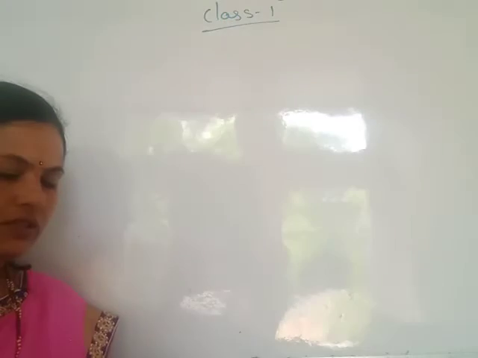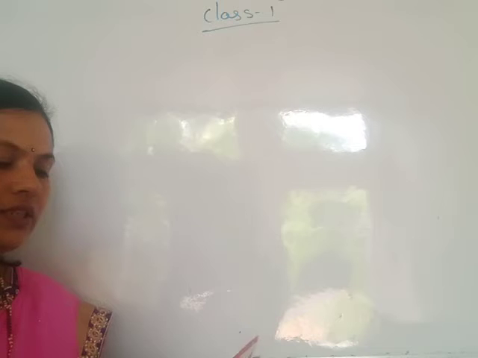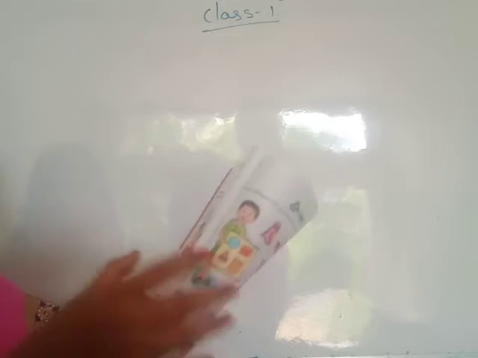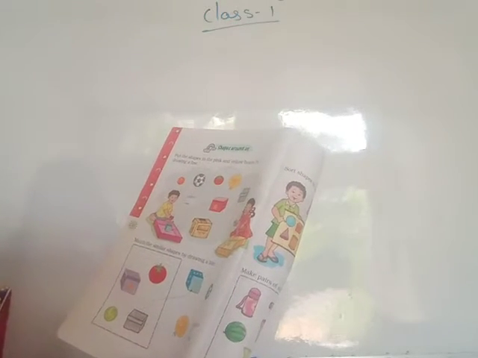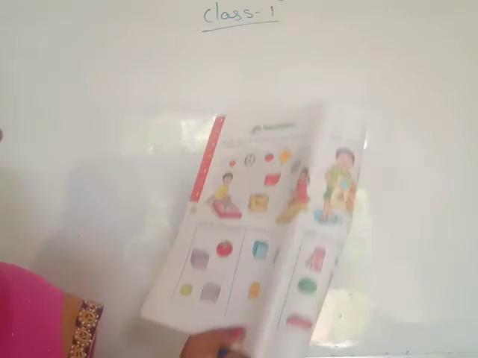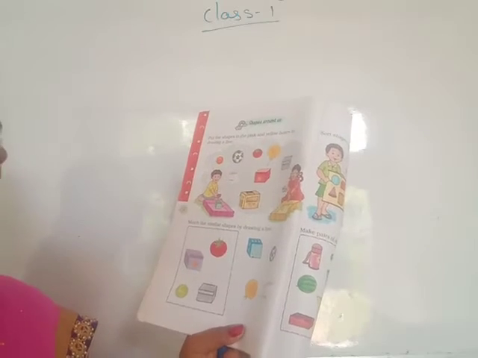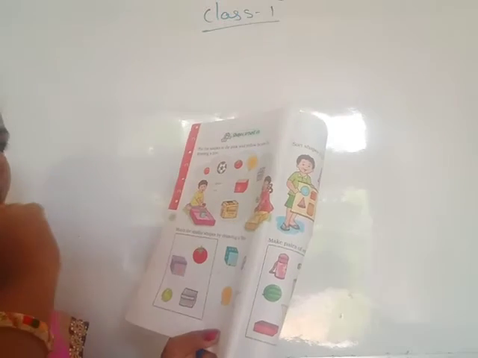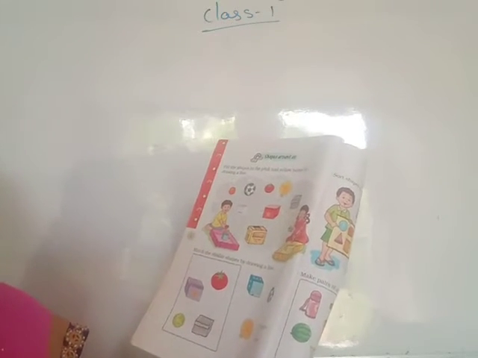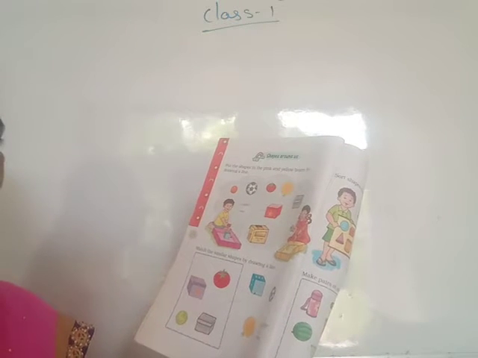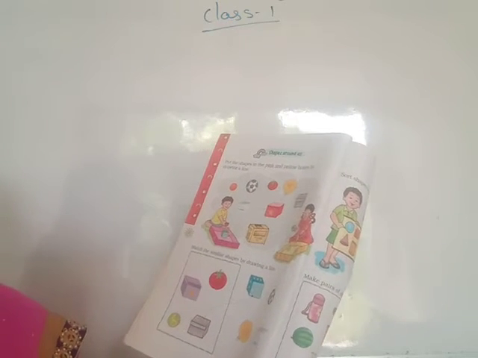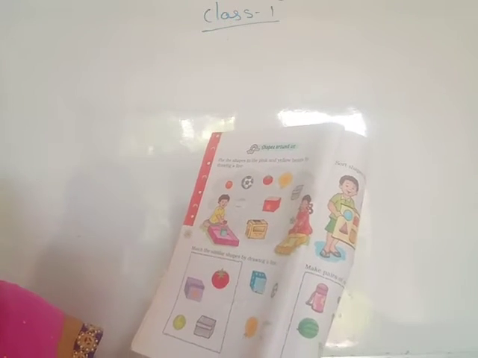Next point is here. Shapes around us. Put the shapes in the pink and yellow boxes by drawing a line. Here is one yellow box and one pink box. Then you put the shapes in the pink and yellow boxes by drawing a line. You see here shapes are given. One shape here is round in shape: this tomato, ball, balloon. Then one shape here is cube type. The chalk box is cube type.